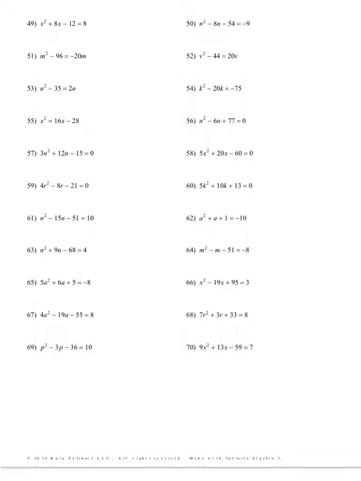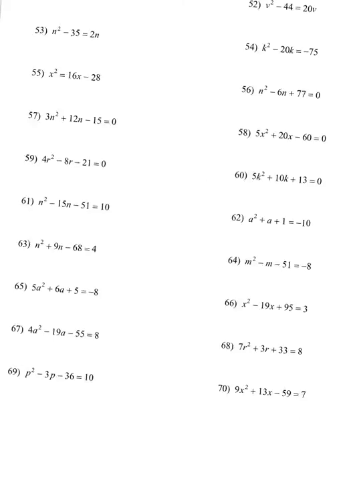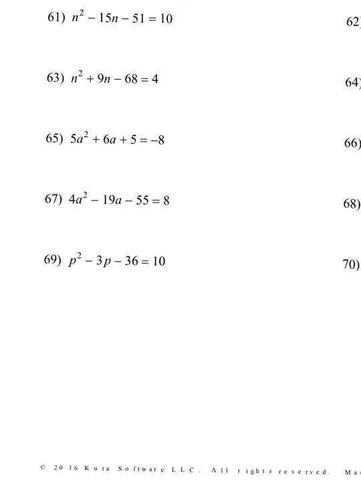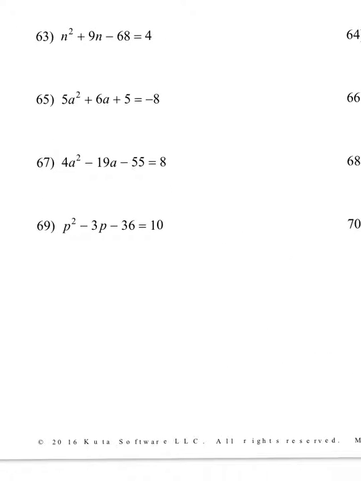And the last one we'll look at is number 63 here. So let's focus in on 63. This one does not have a number in front of n squared, so we're not going to have to divide first before we do the completing the square method. We do need to get rid of the 68, so we're going to add 68.